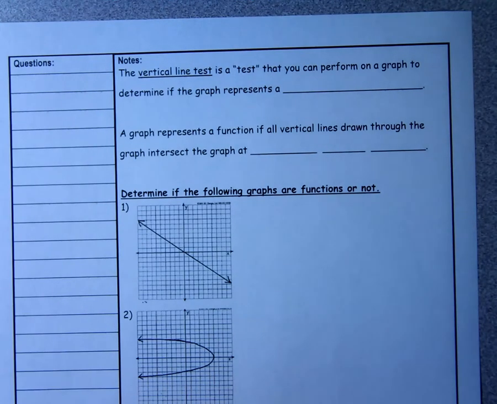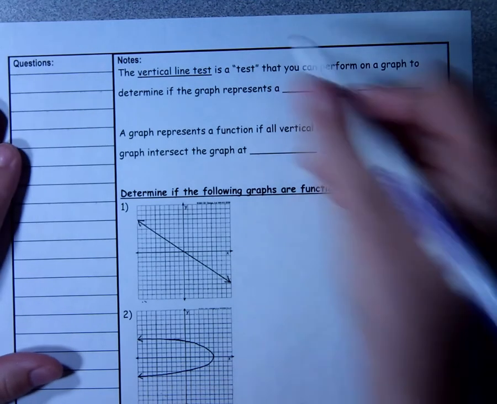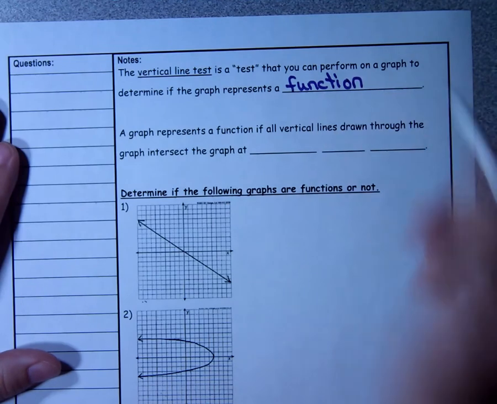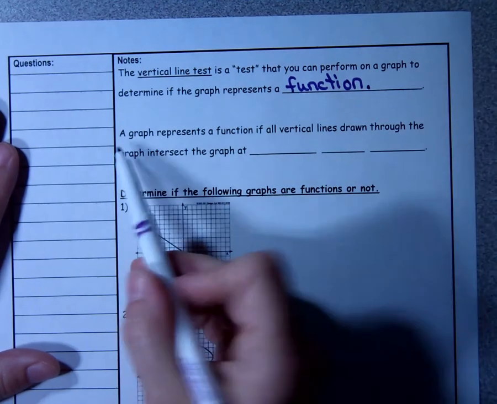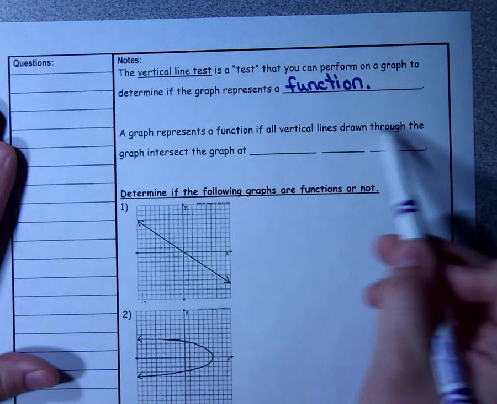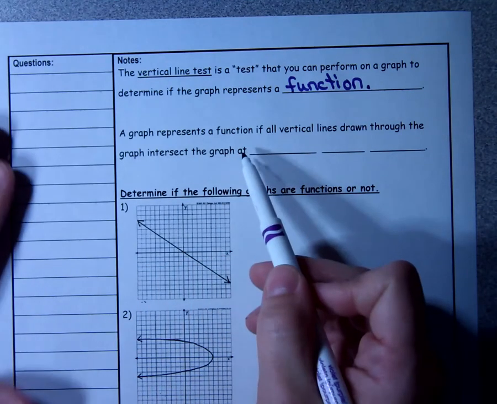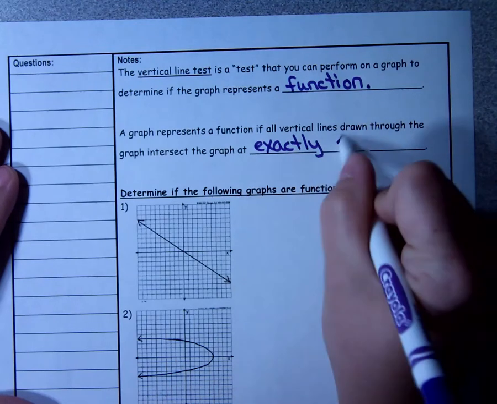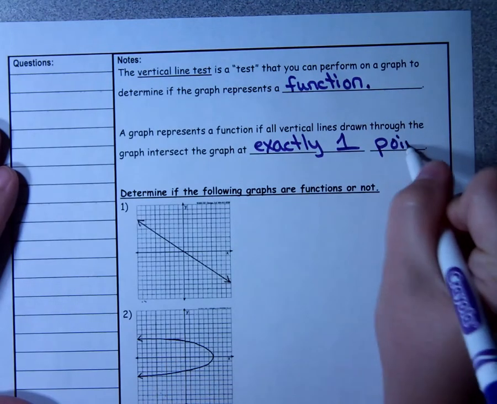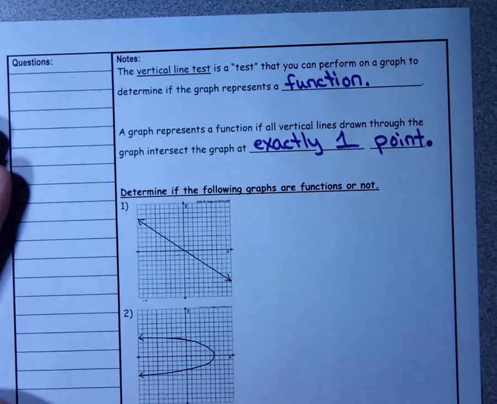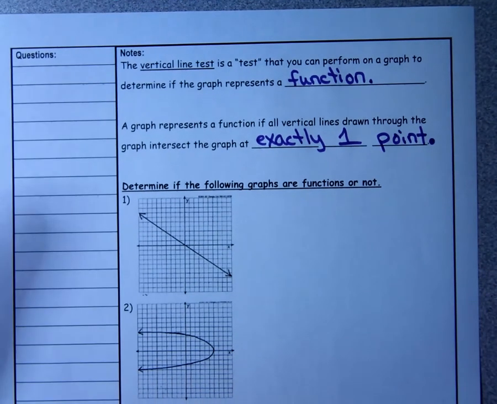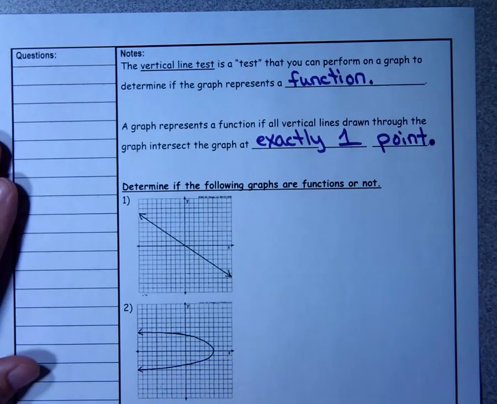The vertical line test is a test that you can perform on a graph to determine if the graph represents a function. The way it works: a graph represents a function if all vertical lines drawn through the graph intersect the graph at exactly one point. So if you draw vertical lines and they only cross the graph one time, then it is a function.